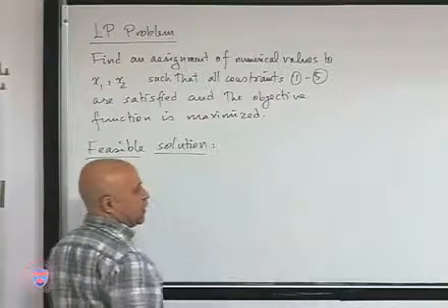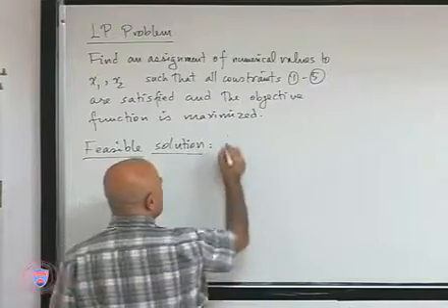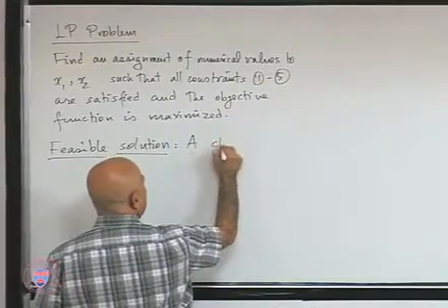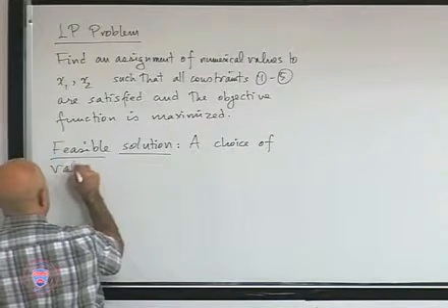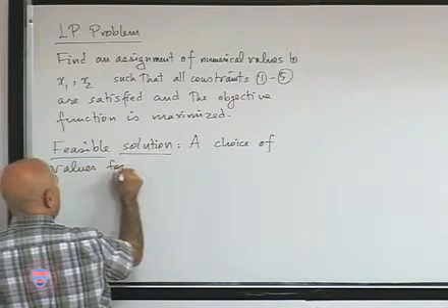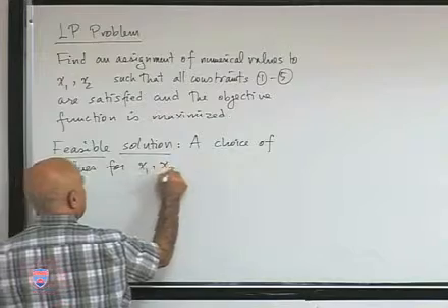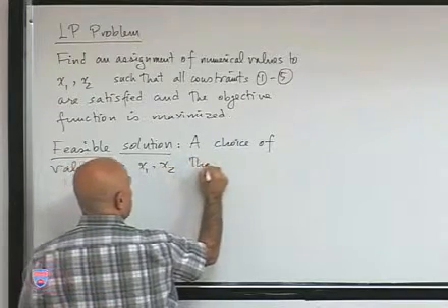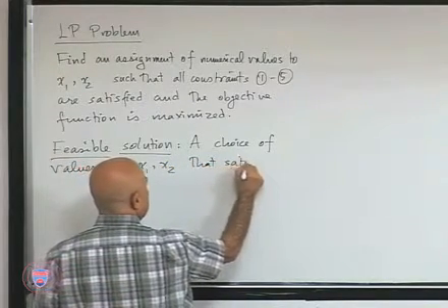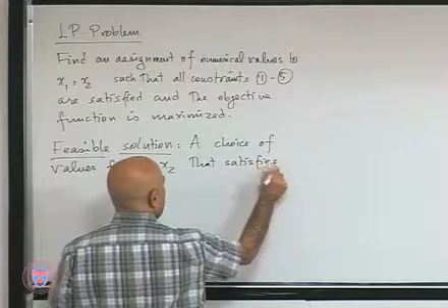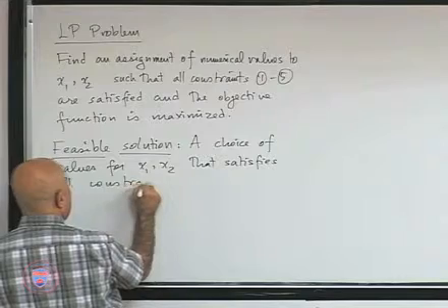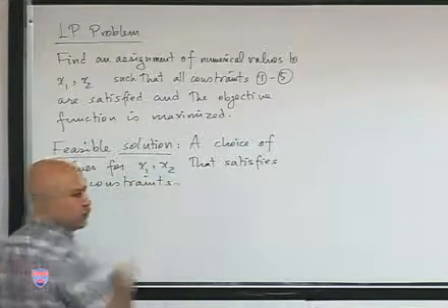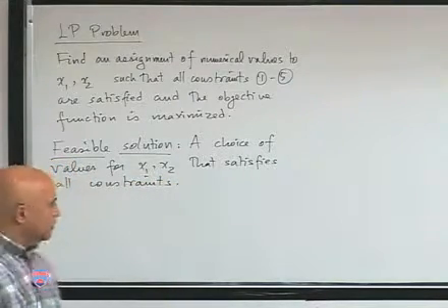Again, as specialized to this particular problem, a choice of numerical values for x1 and x2 that satisfies all constraints. That's what a feasible solution is all about.